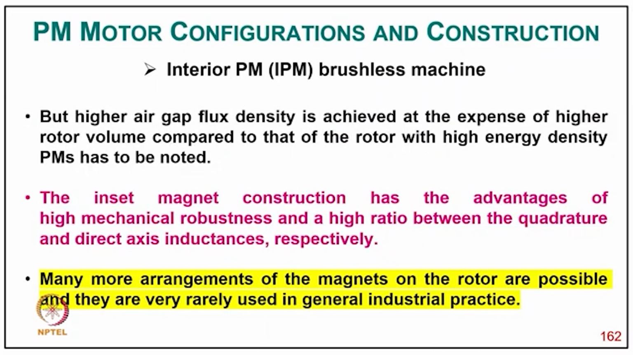This configuration is very desirable from the point of view of higher efficiency and smaller stator excitation for the same power output. But the higher air gap flux density is achieved at the expense of higher rotor volume compared to that of a rotor with higher energy density magnet.